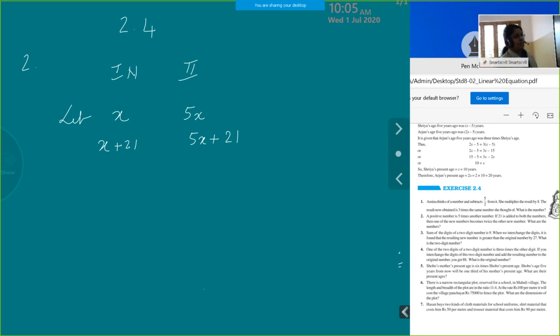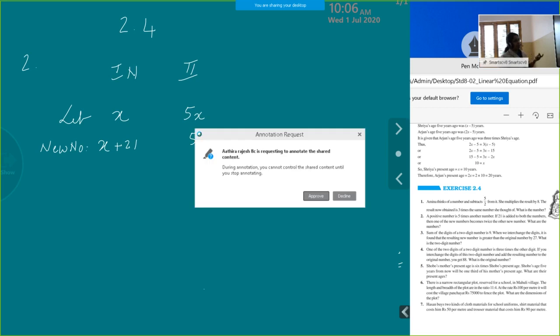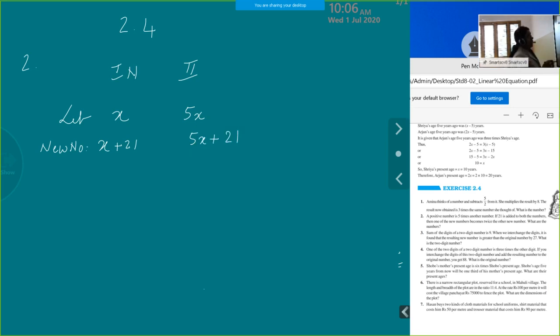Then one of the new numbers becomes twice the other new number. So this is our new number. What is the original number we took? x and 5x. Which number will be greater in case of x and 5x? Obviously 5x, right? So similarly, when the same constant 21 is added to both the positive numbers, what do you get? It is x plus 21 is the new number and 5x plus 21 is the other new number.